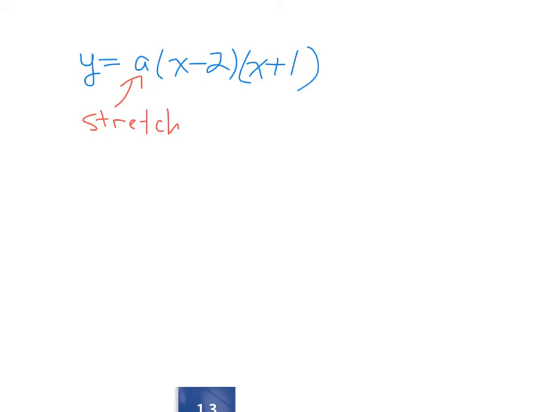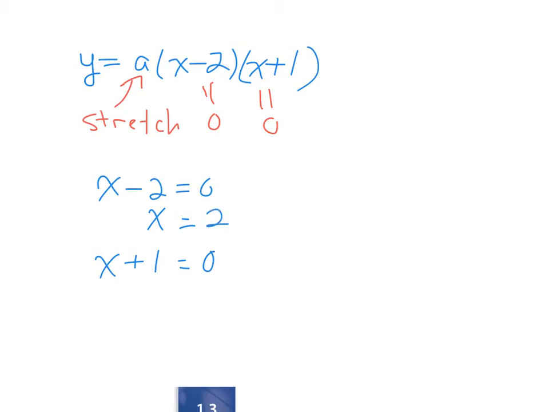But I can also tell by equating each of these little factors to 0. For instance, if I set x minus 2 to 0 and x plus 1 to 0, then I know that I have the roots or the x-intercepts of this function. So I know I have a root at x equals 2, and I know I have a root at x equals negative 1.